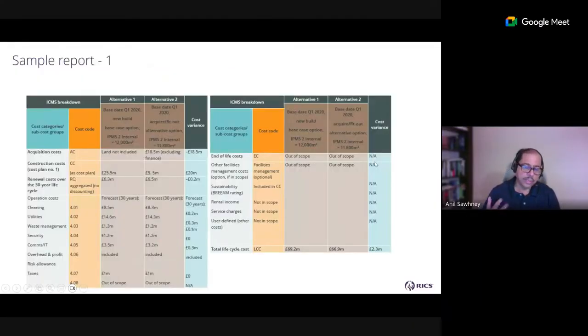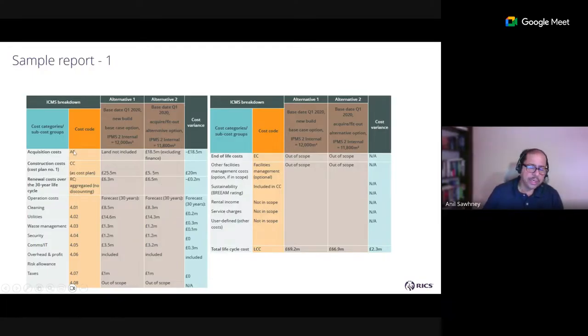Okay, so a typical ICMS report with only life cycle cost could look like this. This is a sample report by one of our partners. It's for an office building, I believe in the UK, maybe in London, in which you are evaluating options on what to do with this existing building. So these are alternative 1, this is alternative 2.